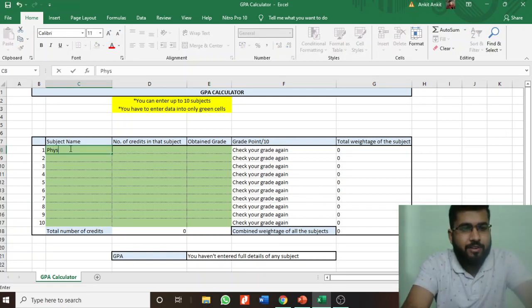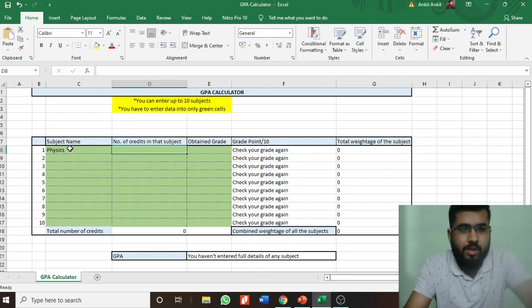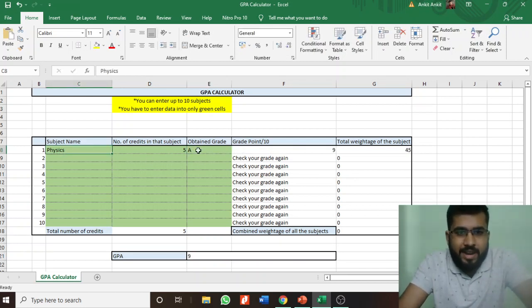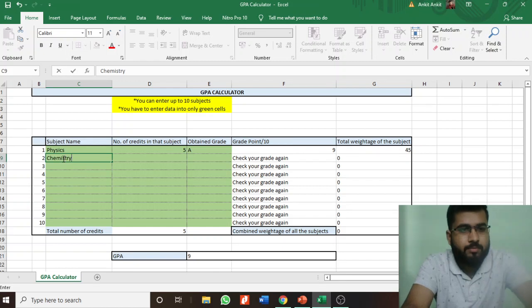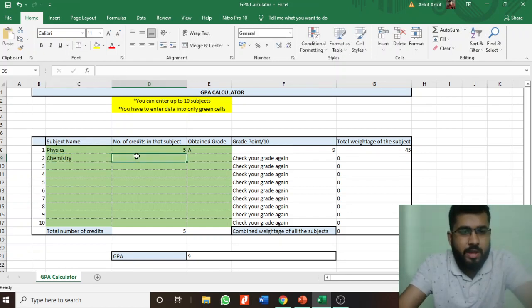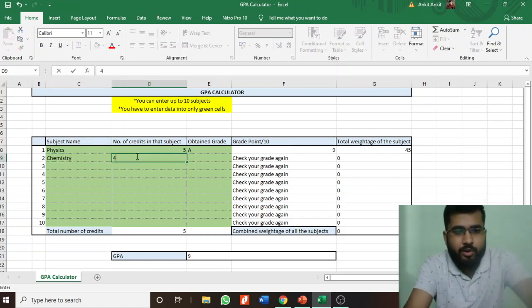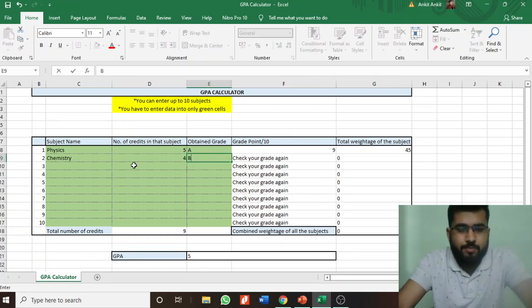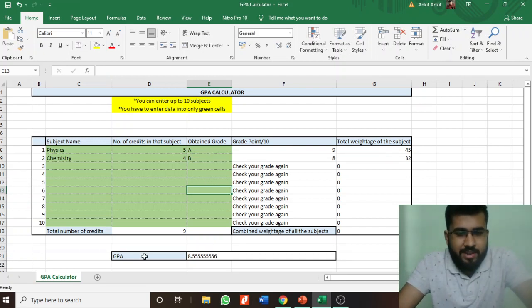So let's say you had physics that had total of 5 credits and you got A grade. So if you enter physics 5 and A, you can see that your final GPA is 9. Let's say you also add chemistry and you had chemistry for 4 credits and you got B grade in chemistry. So you can see that the final GPA will be 8.55 in this case.